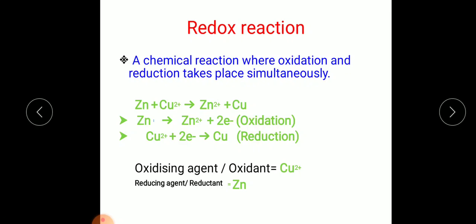Now, how to identify which one is the oxidizing agent and which one is the reducing agent? The atom or the molecule which undergoes the oxidation process is called a reducing agent. Just remember the oppositeness. So if an atom is undergoing oxidation, it will be a reducing agent, so zinc will be the reducing agent. And if the atom or ion is undergoing reduction, it will be the oxidizing agent. This is how we can identify oxidizing and reducing agents.